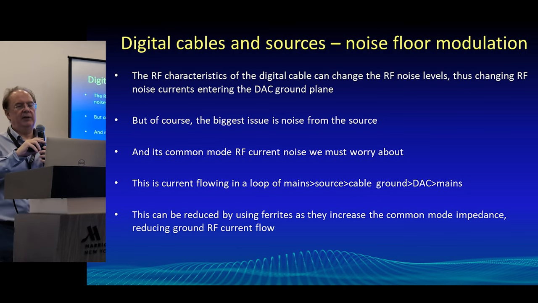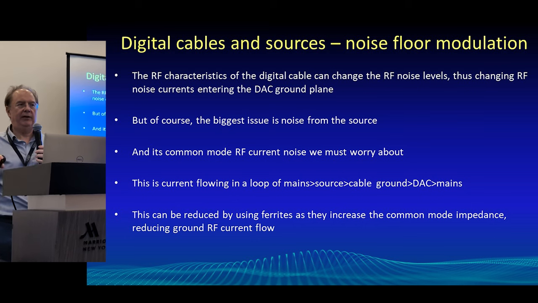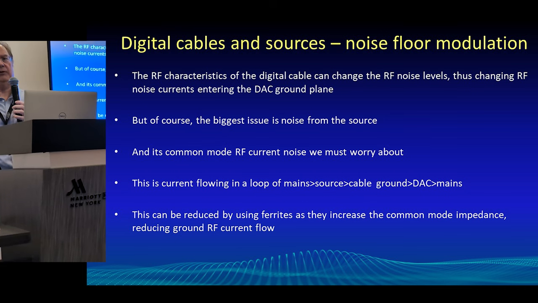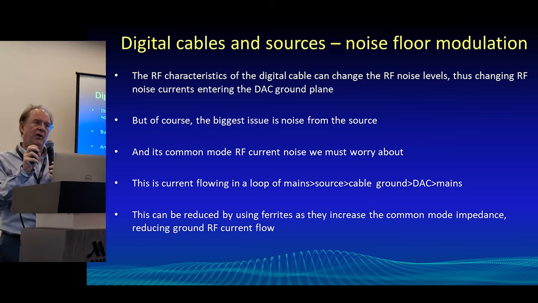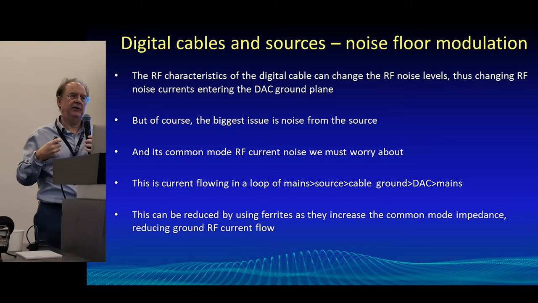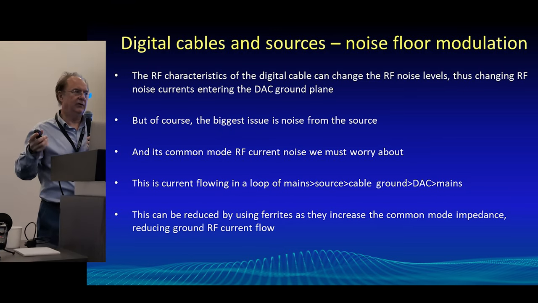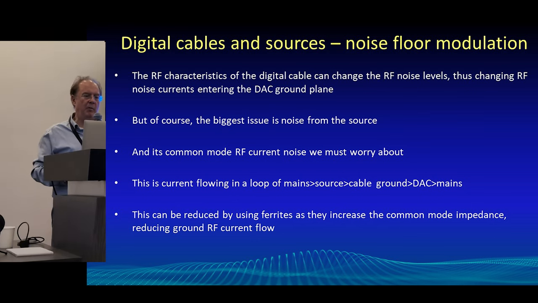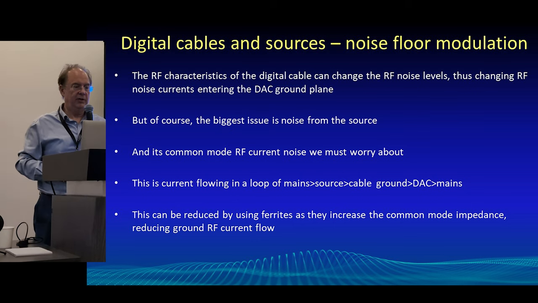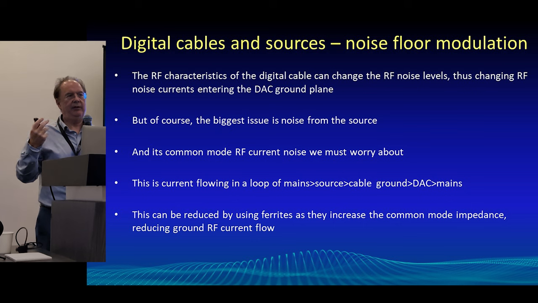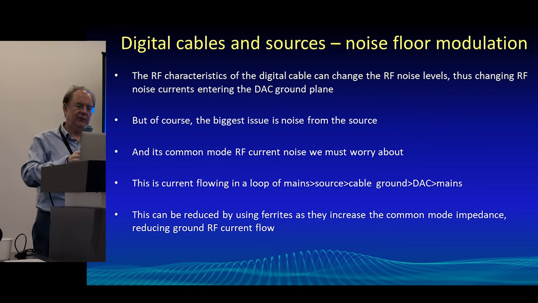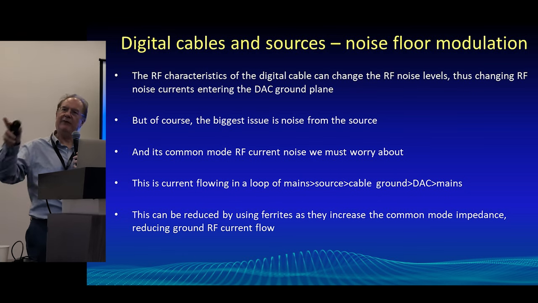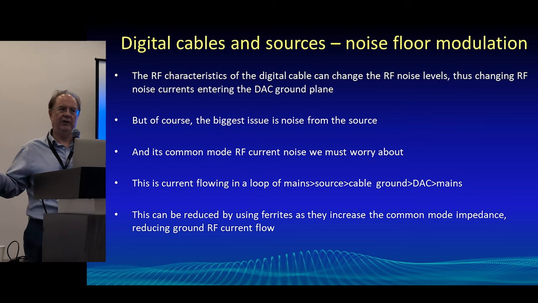So it sees the noise as voltage drops on the ground plane, because no ground plane at RF frequencies is perfect. It's got a finite impedance, particularly when you're talking about gigahertz frequencies. So you're getting these tiny voltage drops on the ground plane due to the current that's flowing into the DAC. That is creating your intermodulation distortion, and that's creating your noise floor modulation. It's what they call common mode RF current noise. And this is current that flows in a loop. So it's from the mains, your source, the cable ground, DAC, and back into the mains. You must have a loop for current to flow.